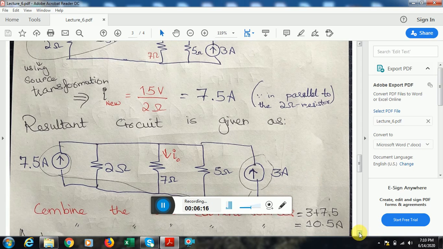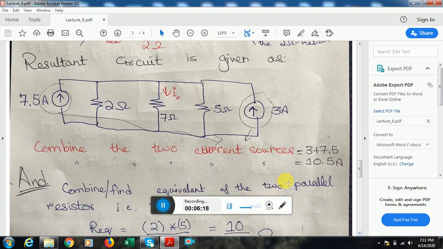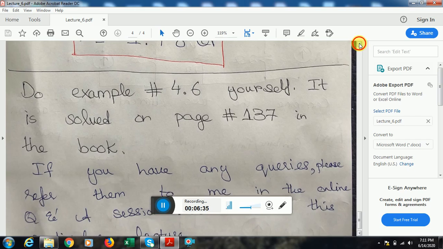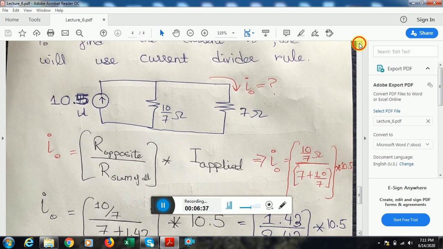I can still do source transformation over here and do some simplification. First of all, I combine this current source with this current source. Both are in the upward direction, so their magnitudes simply add up, and the current direction will be upward. 7.5 plus 3 becomes 10.5. So I can show simply one source in place of it, that is 10.5 ampere over here.